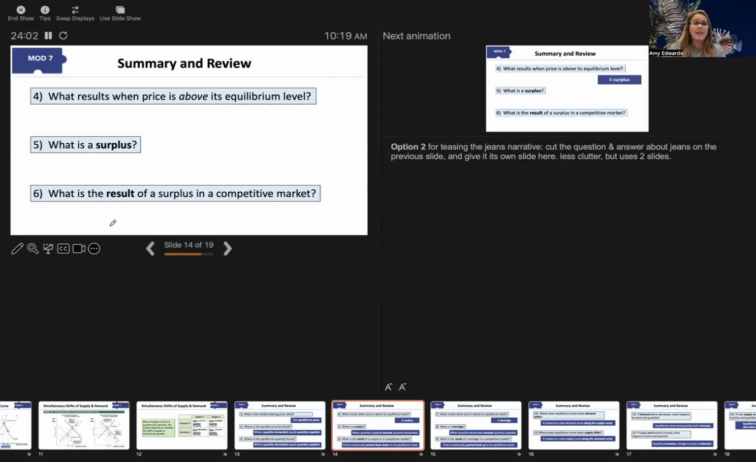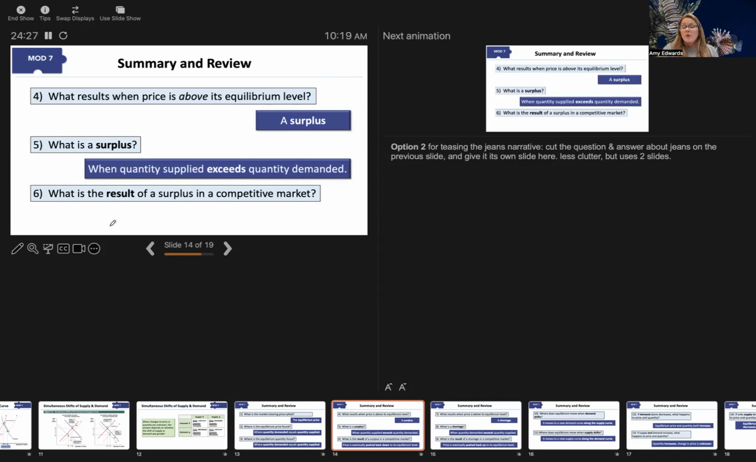Okay. And then it says if it's above equilibrium, so I'm going to draw a line above it. And then I can see when I draw a line above it, we're willing to supply more, but people are demanding less. So that means it's going to be a surplus. So what is a surplus? Well, that's when quantity supplied exceeds quantity demanded. People are willing to produce more than people are demanding.